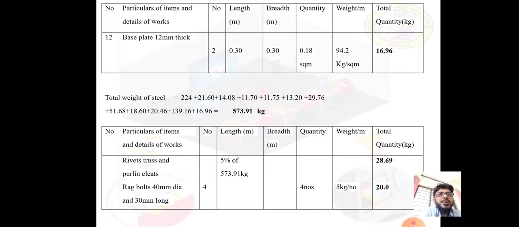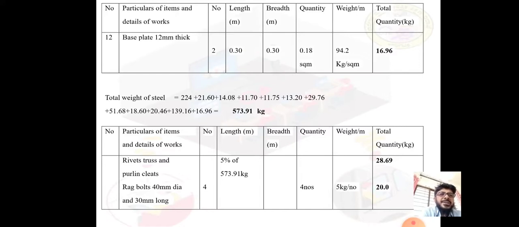So 224 plus 21.6 plus 14.08 plus 11.7 plus 11.75 plus 11.32 plus 29.76 plus 51.68 plus 18.6 plus 20.46 plus 139.16 plus, and last plus 16.96. So we get a total of 573.91 kg of weight.